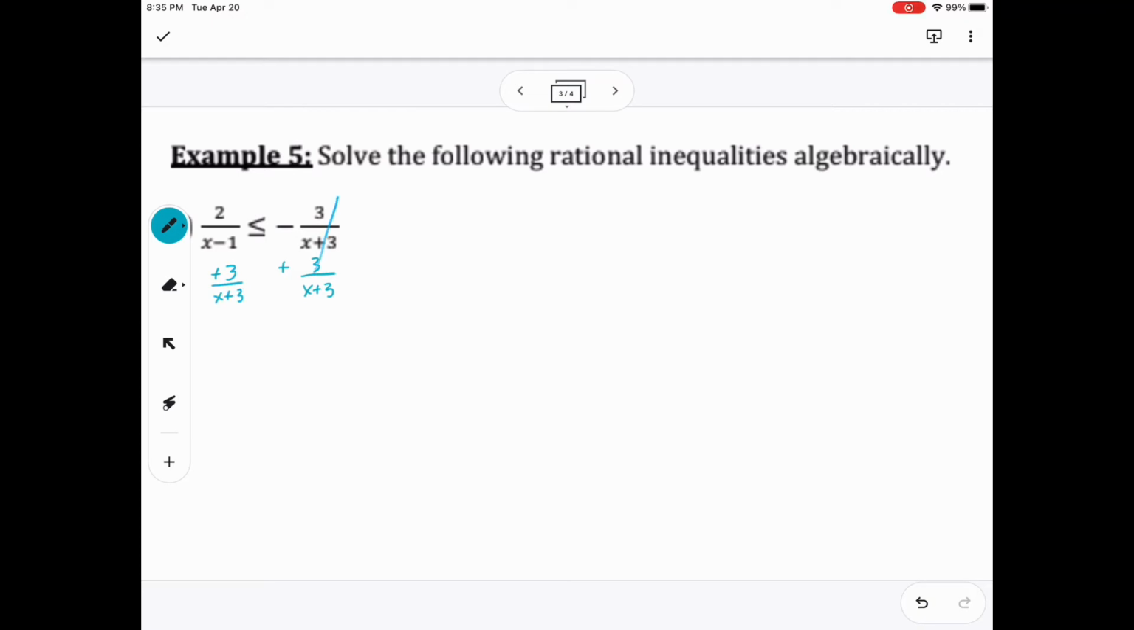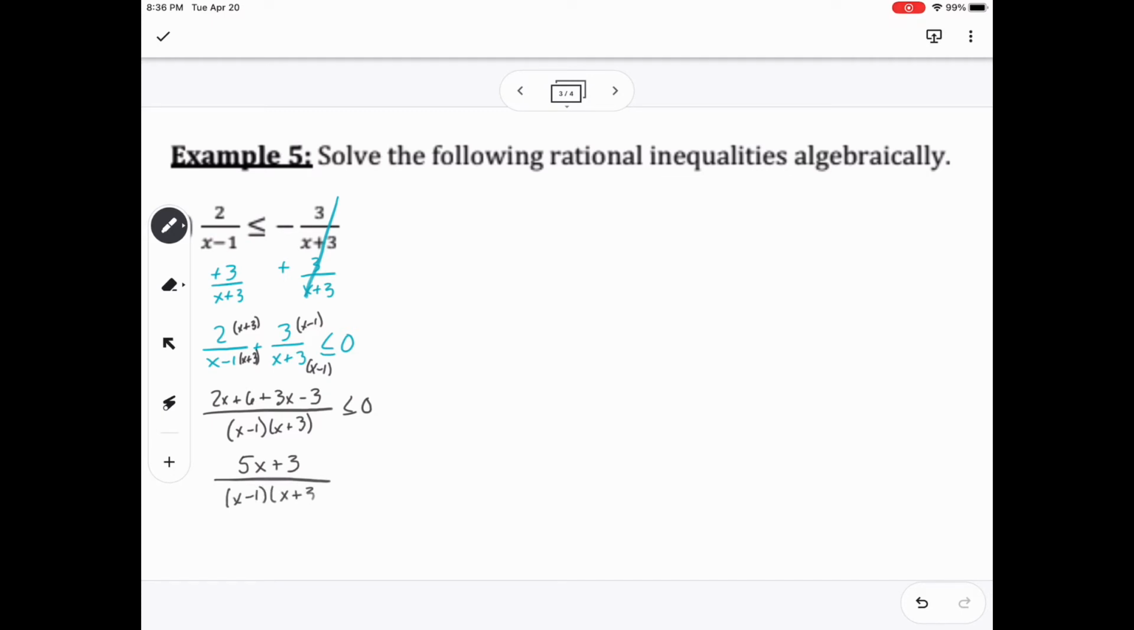Okay. Now here we want to solve algebraically. Sometimes you're going to have things on both sides, so before I can start, I need to move everything to either the left or the right. It doesn't really matter. Then I want one rational function on the left side, so I'm making common denominators. I give the 2 over x minus 1 an x plus 3 on top and bottom, and the 3 over x plus 3 an x minus 1 on top and bottom. Then I put them together, combining like terms in the numerator, and I get 5x plus 3 divided by x minus 1 times x plus 3.